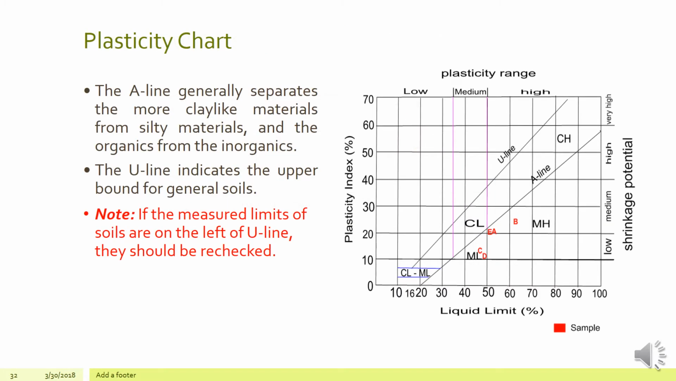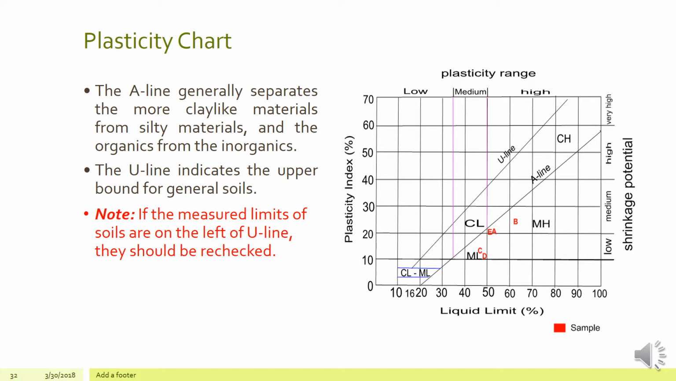Let's take a look at a plasticity chart. So the A line generally separates the more clay-like materials from silty materials and the organics from the inorganics. The U line indicates the upper bound for the general soil conditions that we have. And it's very important to note that if the measured limits of the soils are on the left of the U line, they should be rechecked. So if we look at our chart here, we've got the liquid limit on the bottom, the plasticity index on the left-hand y-axis, plasticity range along the top, and of course our shrinkage potential on the right-hand y-axis. And as we can see, we're moving from low, medium, high, and very high on that shrinkage potential with the soils that we have.